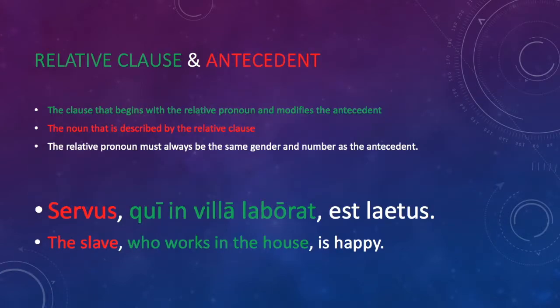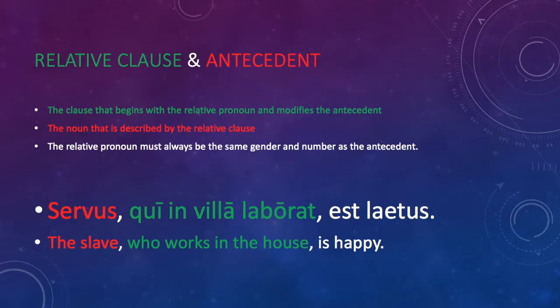Before we can go into how to use it in a sentence, I have to show some vocabulary words. The relative clause, which I have color-coded in green on the slide, is the clause that begins with the relative pronoun, in this case qui, and modifies the antecedent, which is in red. The antecedent is the object being described by the relative clause, in this case, the slave who works in the house. Who is the relative pronoun, and who works in the house is describing the slave.